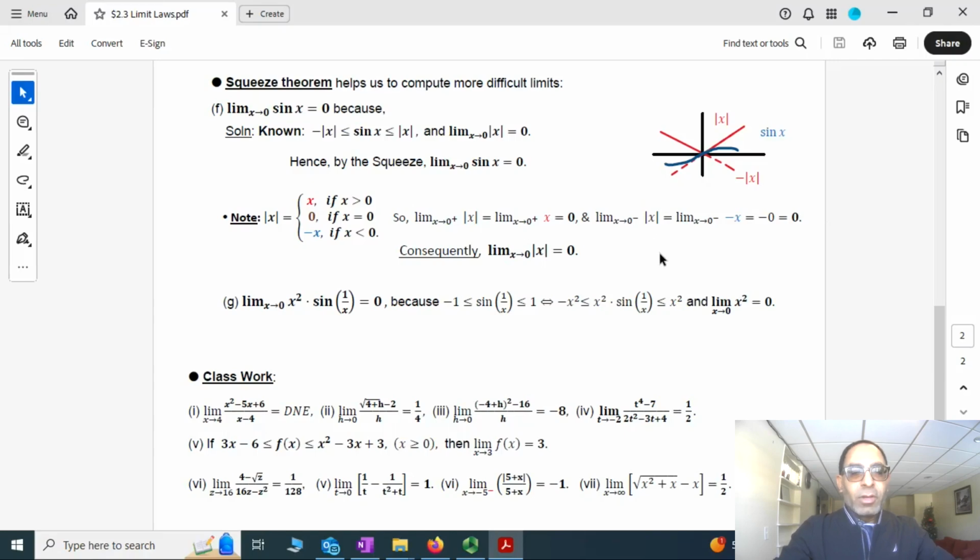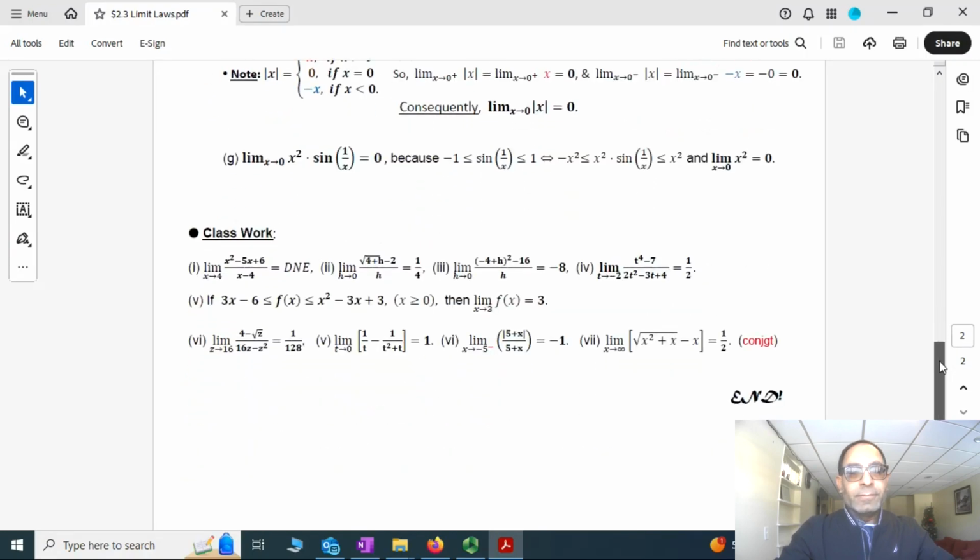Okay. Similarly, let me do number G here. The limit of the function x squared times sine of 1 over x as x approaches 0 is 0, because let me try to use the squeeze theorem for this example also. We know the trigonometric function sine of 1 over x is bounded between minus 1 and 1. So the sine function's maximum value is 1 and minimum value is minus 1. So we have this inequality here. I hope this makes sense.